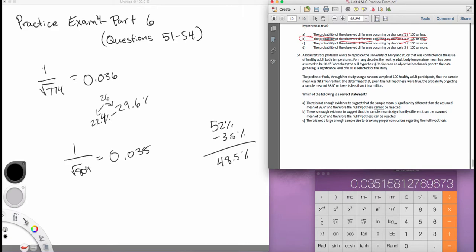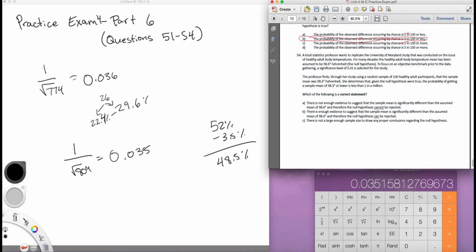Actually, if you look at that, the difference, there is enough to say that there's a little bit of a difference. Okay? There is enough evidence to say that it's significant. In fact, B kind of is hitting that. There is enough evidence to suggest that the sample mean is significantly different than the assumed mean of 98.6. 0.3 degrees in body temperature is quite evident, and therefore the null hypothesis can be rejected.